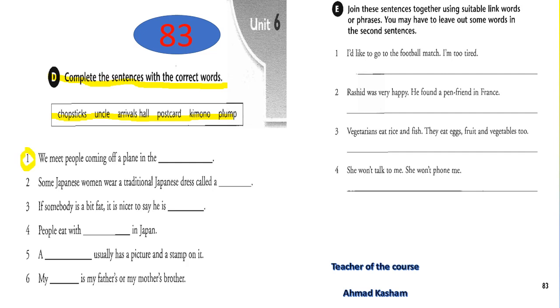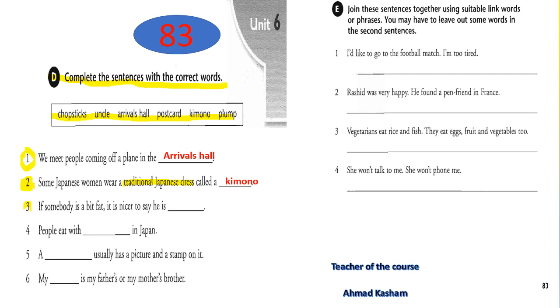We meet people coming over by plane in the arrivals hall. So when you want to greet some people, you welcome them in the arrivals hall. Number 2. Some Japanese women wear traditional Japanese dress called, what do we call this dress? Called a kimono.